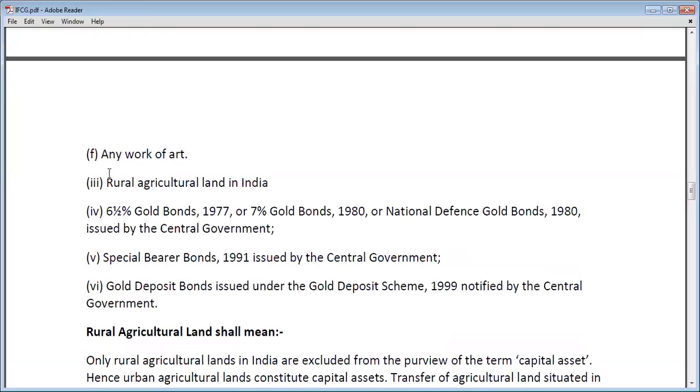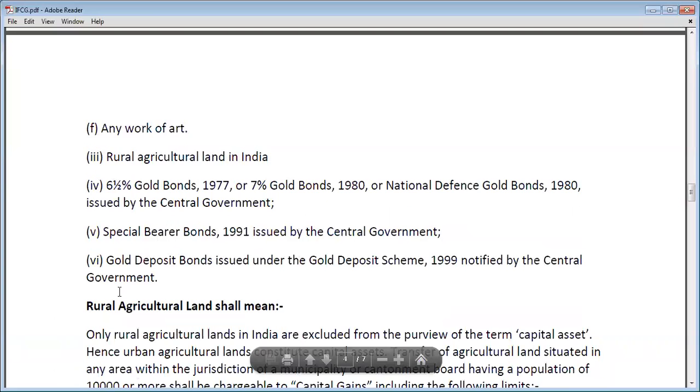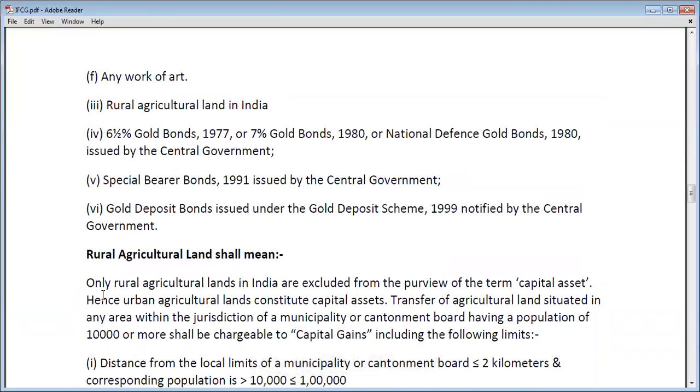Now, what is meant by rural agricultural land? Which land will be treated as rural agricultural land and not included in capital assets? Rural agricultural land in India is excluded from the purview of the term capital assets. So rural agricultural land you do not have to include in capital assets. Hence, urban agricultural land constitutes capital assets. Urban agricultural land can be included in capital assets, but rural agricultural land is not to be considered a capital asset.